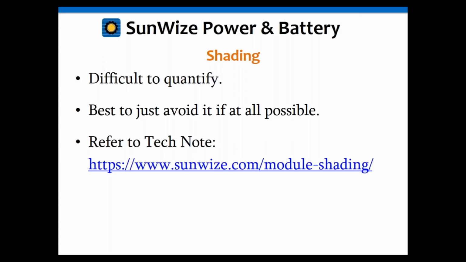But trying to quantify what that is is always a problem, especially when there could be a hard shadow versus a soft shadow. A soft shadow might be something far away, where a hard shadow might be something very up close. Hard shadows are always worse than soft shadows because soft shadows still get ambient light, but a hard shadow won't. But again, it's always just best to avoid it.